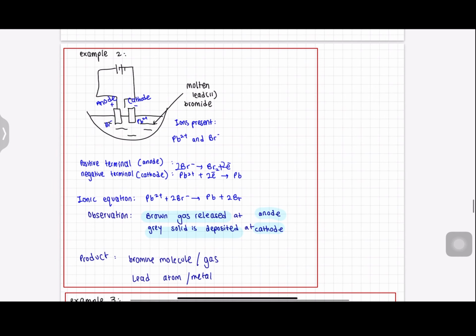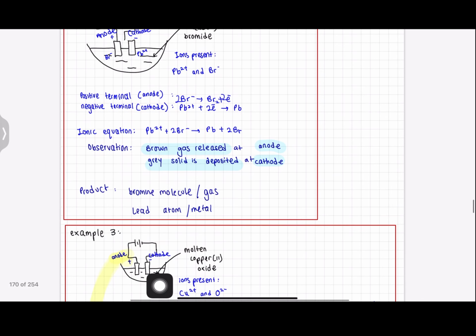Here we have lead bromide. It's molten lead bromide, so the ions present are only these two. You're going to do your half equation for both terminals, and combine them to form your ionic equation. From there you can see it goes from the ions to gas. So you can see brown gas is released at the anode. And from the ions it turns into the metal, so gray solid is deposited at the cathode. Ta-da! You can see bromine gas is produced as the product. Or you can also say lead metal. Or you can say both. I think they'll ask for both most of the time, unless the question specifies, for example, what is the product at the anode.